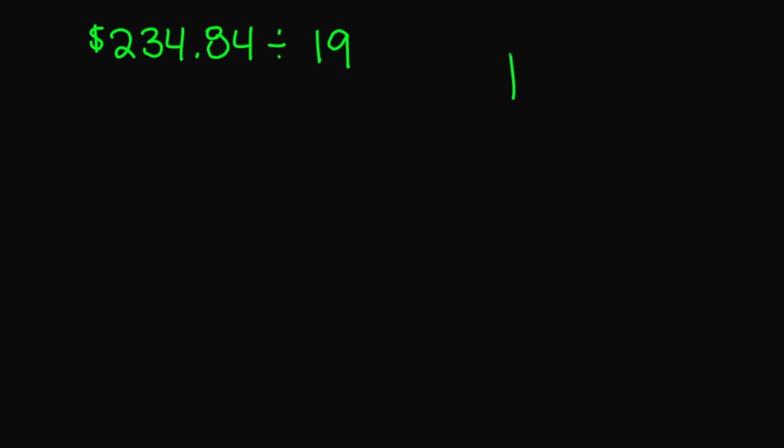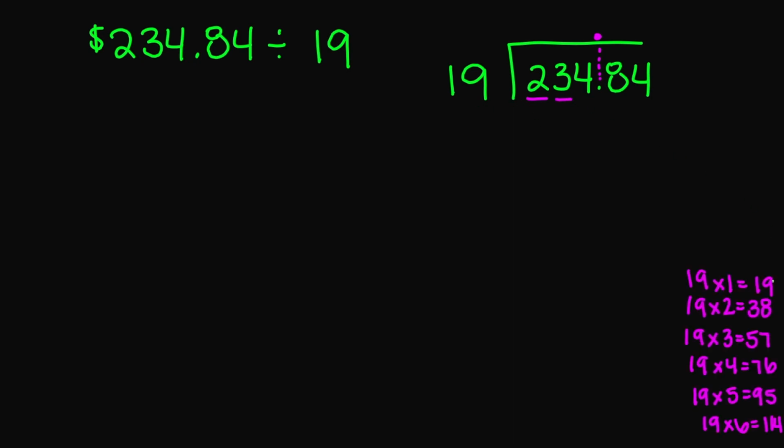So we have $234.84 divided by 19. So let's go ahead and set this up. 19 on the outside. Our new decimal point in our answer is going to fall right here between the 4 and the 8. So 19 goes into 2 how many times? It doesn't go, it's too small. What about 19 goes into 23? The closest largest number that I can use is going to be 19 times 1. That's going to give us 19, because 19 times 2 is 38, and that's too high.